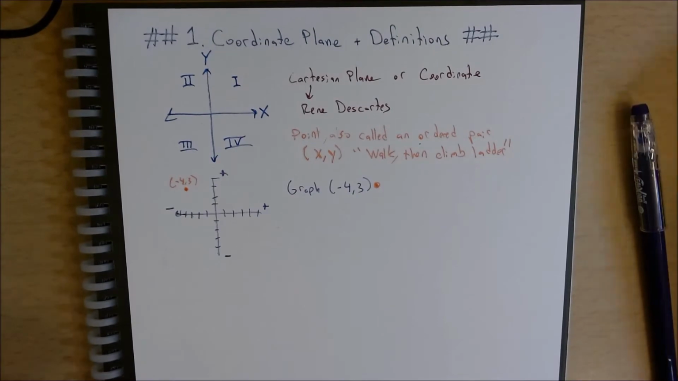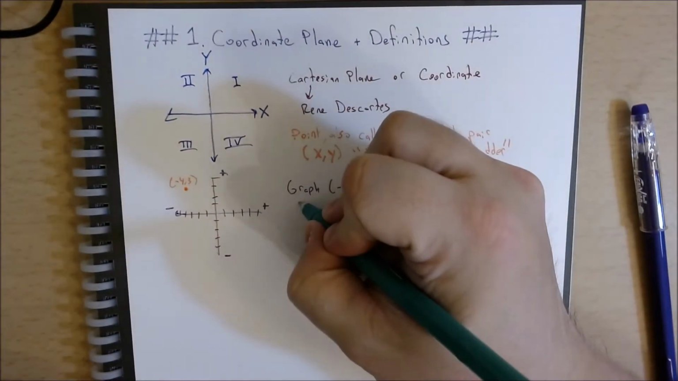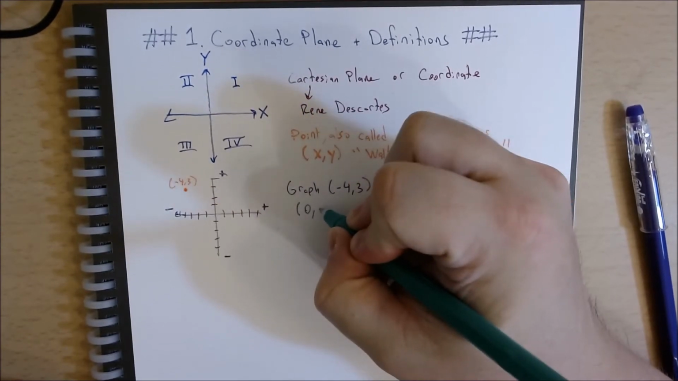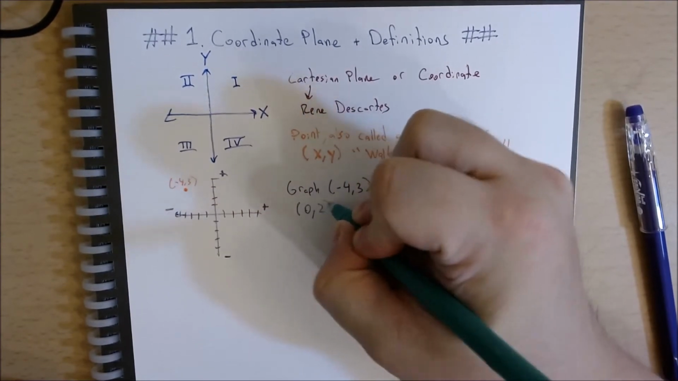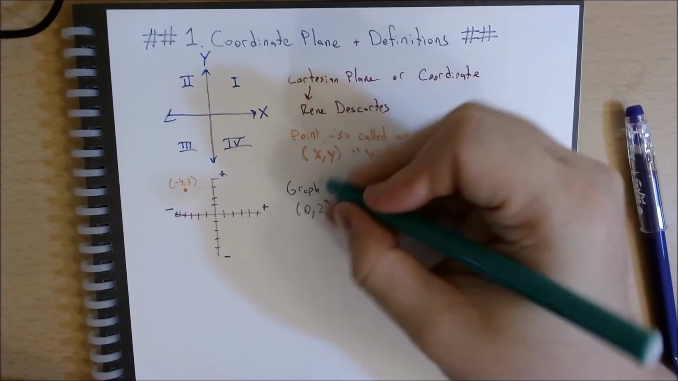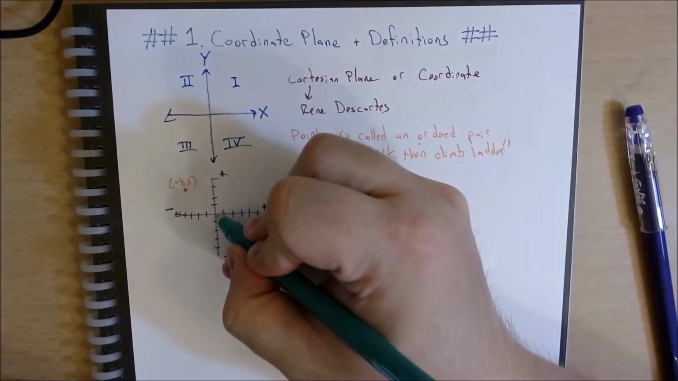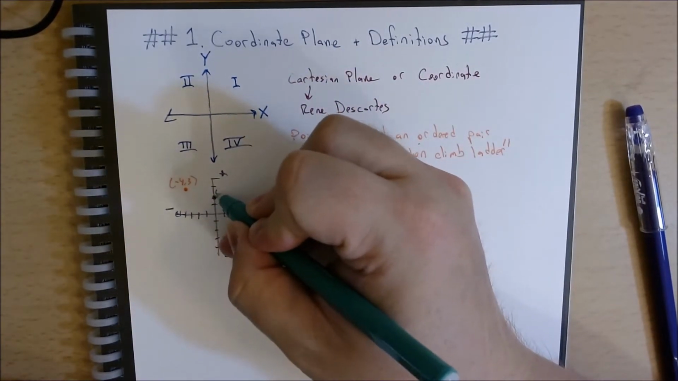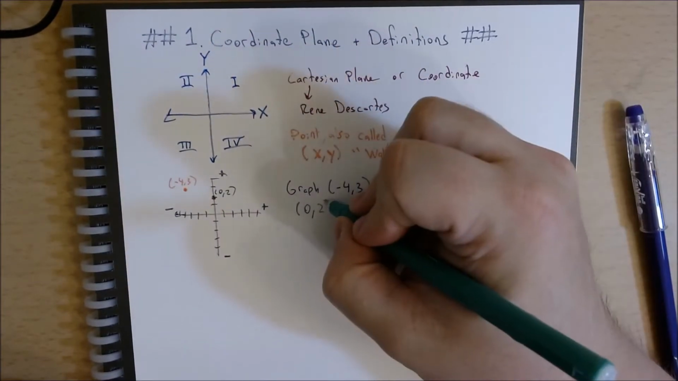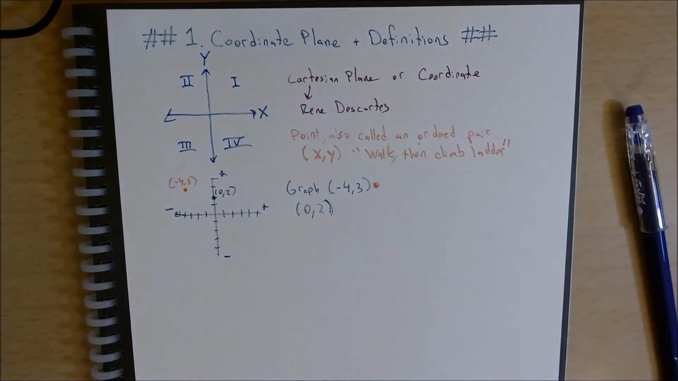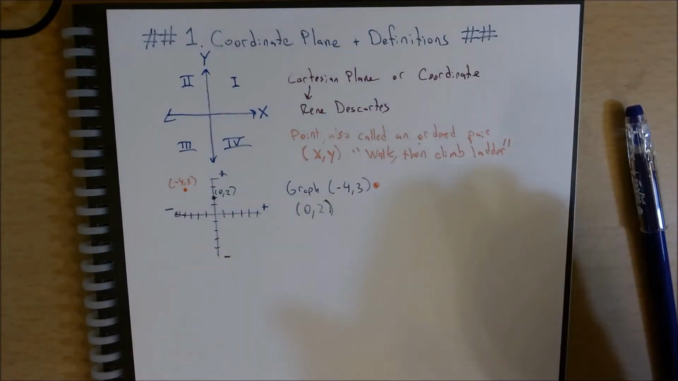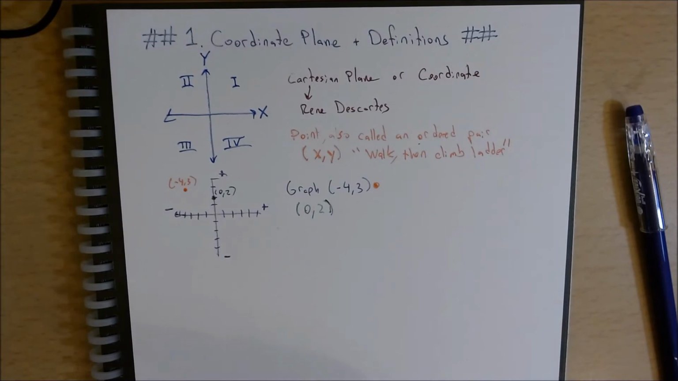Hopefully y'all remember that. The only thing that some people get mixed up on sometimes is when you have zeros. So this would mean go over 0, which means you go nowhere, and then you go up 2. It also gets a little confusing once we start talking about slope, because everybody remembers slope is rise over run, which is vertical, horizontal, but ordered pairs are horizontal, vertical. Cool, cool, cool.